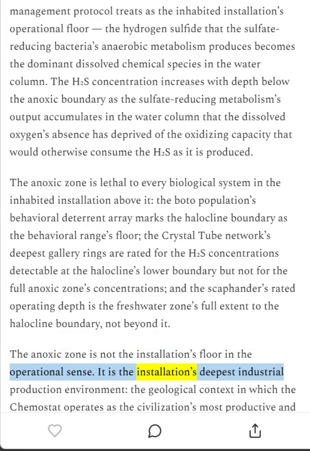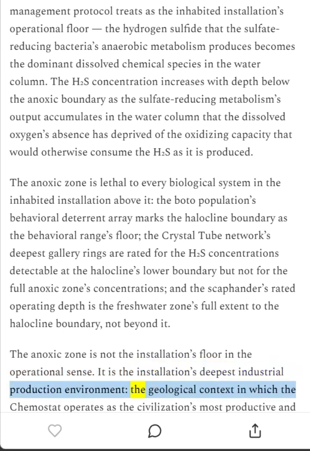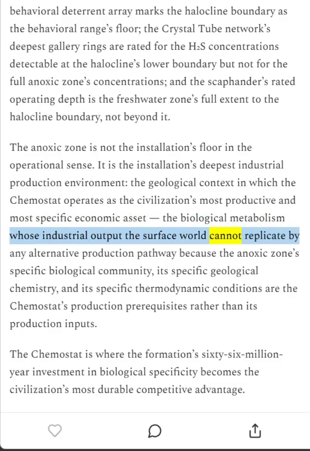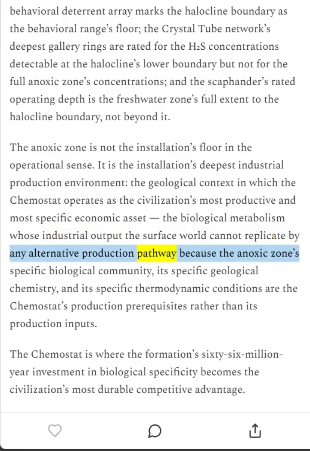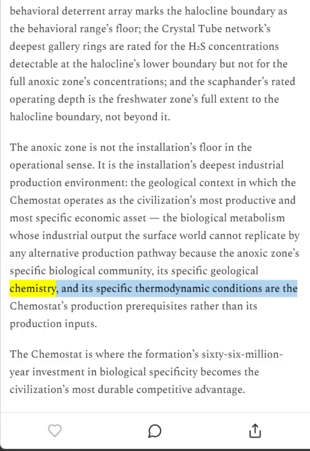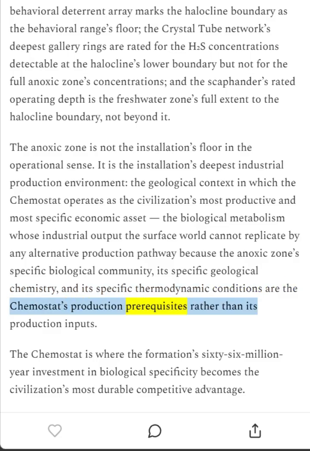It is the installation's deepest industrial production environment, the geological context in which the chemostat operates as the civilization's most productive and most specific economic asset, the biological metabolism whose industrial output the surface world cannot replicate by any alternative production pathway because the anoxic zone's specific biological community, its specific geological chemistry, and its specific thermodynamic conditions are the chemostat's production prerequisites, rather than its production inputs. The chemostat is where the formation's 66 million year investment in biological specificity becomes the civilization's most durable competitive advantage.